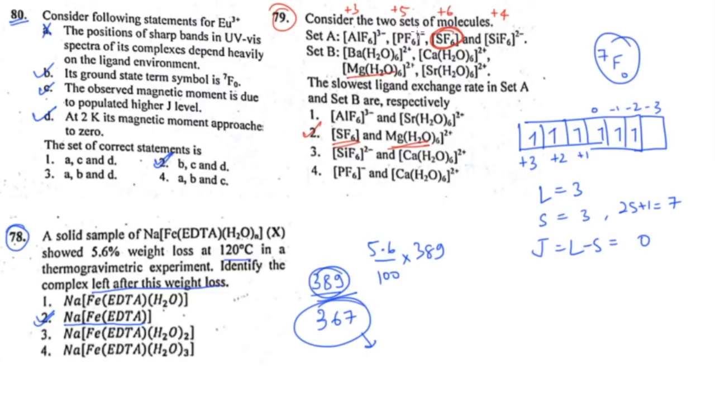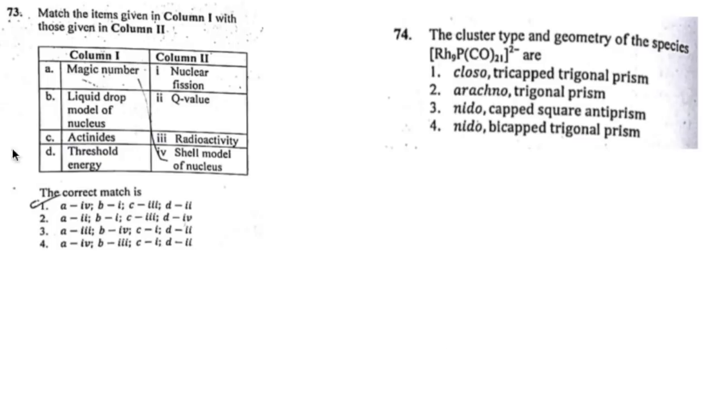Fine. Let's take some more questions. We will take this particular question now. It was the easiest one, I think. It's directly from the notes. Whatever you have studied from nuclear chemistry is directly from there. It says to match the items given in column 1 with those given in column 2. Now you can easily match them out.